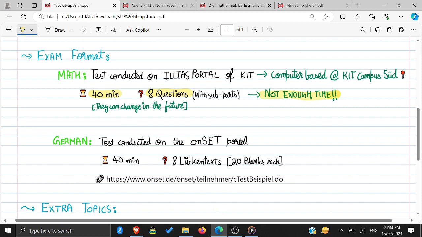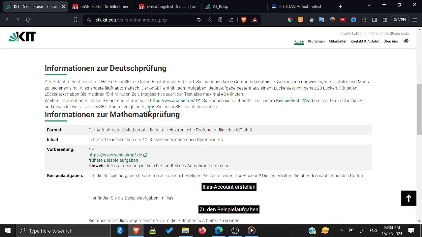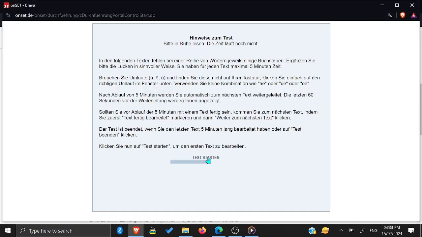You always have 40 minutes for this onset test, and you have 8 Lückentext with 20 blanks each. This is always going to be correct because it's written on the website itself. When you look at the Deutschprüfung here, exactly, you have 5 minutes for every single Lückentext. And here you cannot go back and forth. I just said you could have a look at this Beispiel test, and you would get to know how it works.